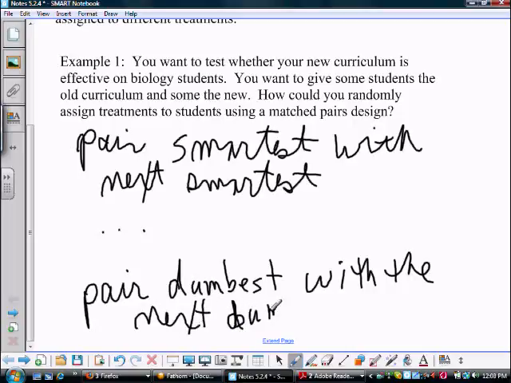Why am I making these? Sorry. Oh, I was going to turn this thing around today and I forgot to do that. Okay. So that's how we're going to make our pairs.